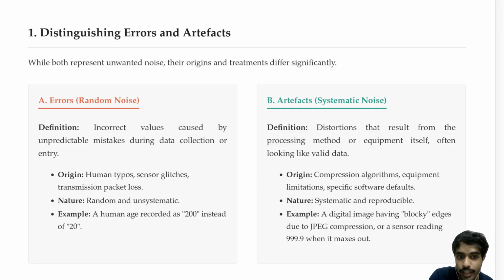On the right-hand side, we have artifacts. These are systematic, right? They come from the process itself. For example, if you compress an image too much, you get blocky squares. The blockiness isn't a random error. It's a systematic result of a compression algorithm. Or if a thermometer maxes out at 100 degrees, seeing 100 repeatedly isn't an error. It's an artifact of a sensor's limit.